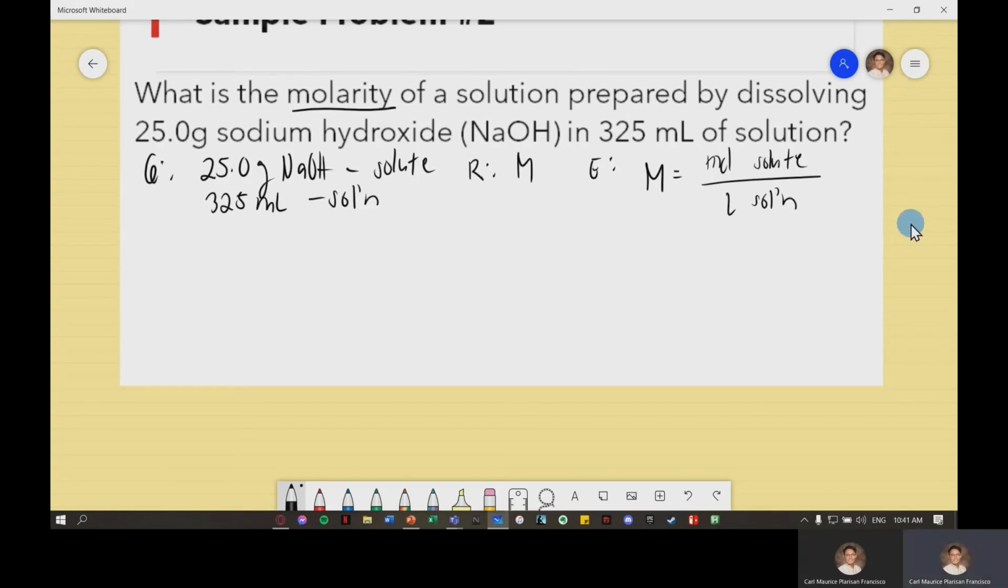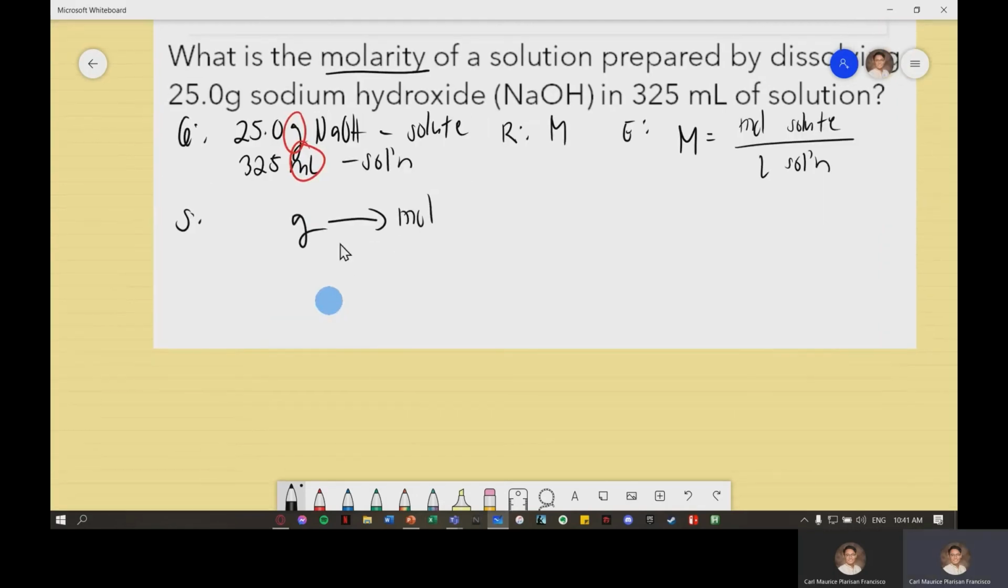Okay. Now before I proceed with the computation, make sure that all given quantities are appropriate. Mole solute. Our solute is in unit grams. So that is why I need to convert gram unit into mole solute. Again, mole solute is required, so you cannot compute yet. You must first convert the given grams into mole unit. So this is via molar mass.